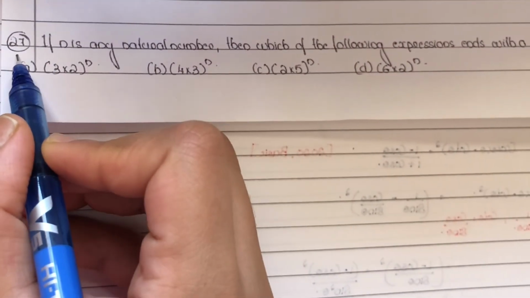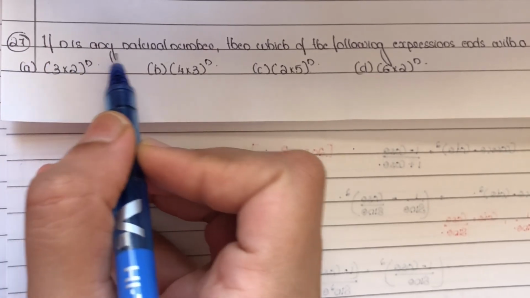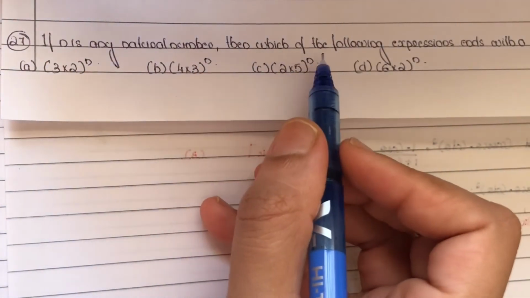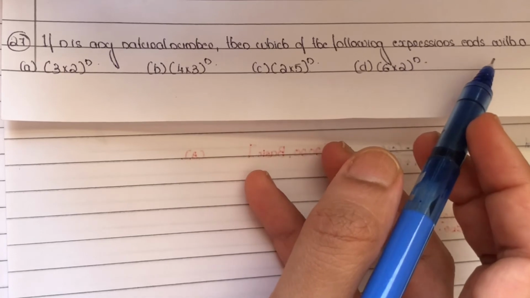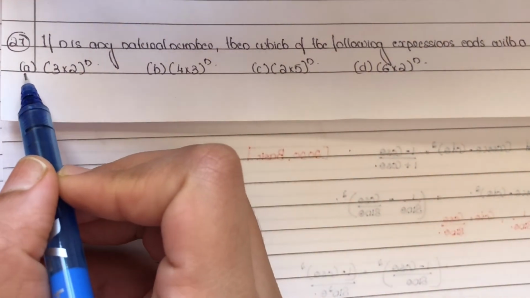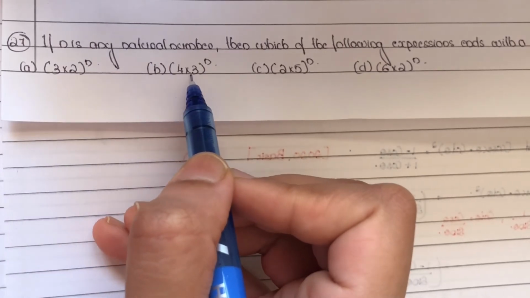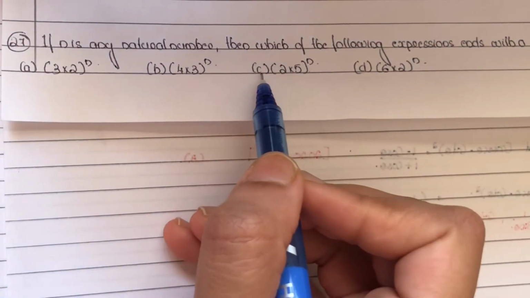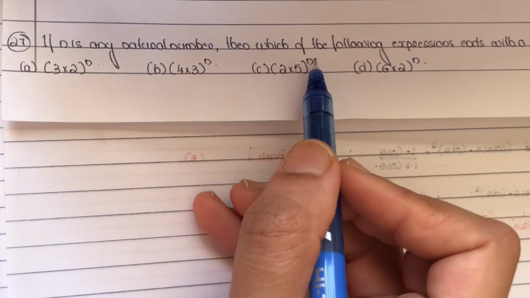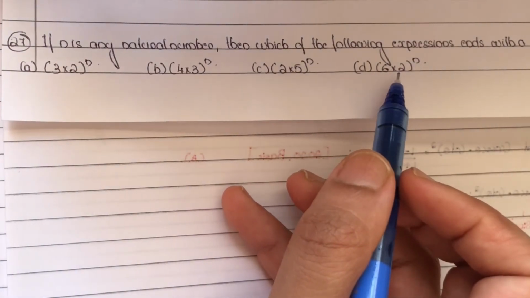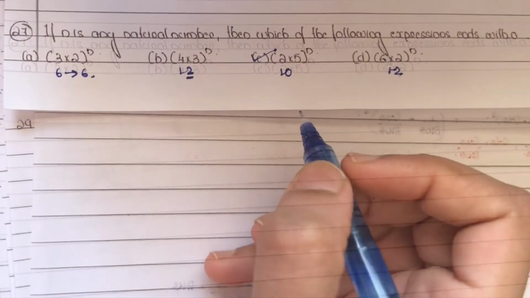Next, question number 27. If n is any natural number, then which of the following expressions ends with 0? Option A, (3 × 2) to the power n. Option B, (4 × 3) to the power n. Option C, (2 × 5) to the power n. Option D, (6 × 2) to the power n.